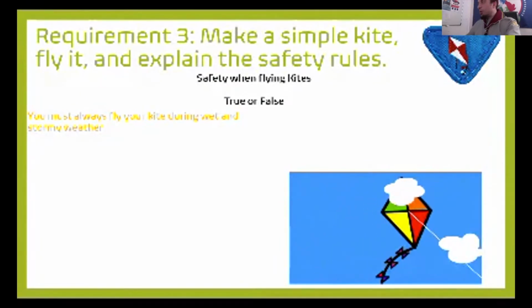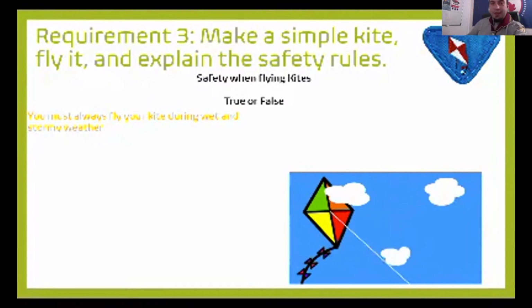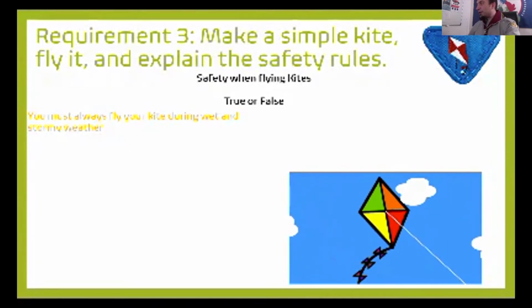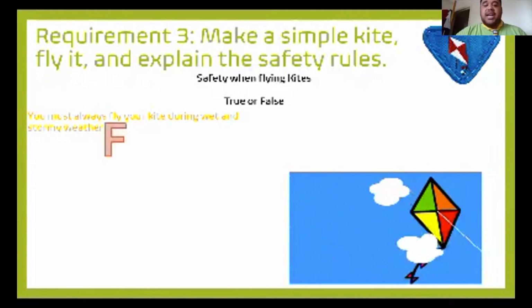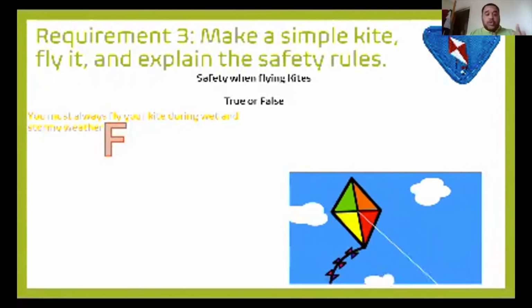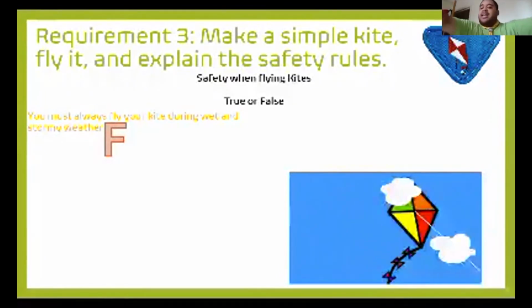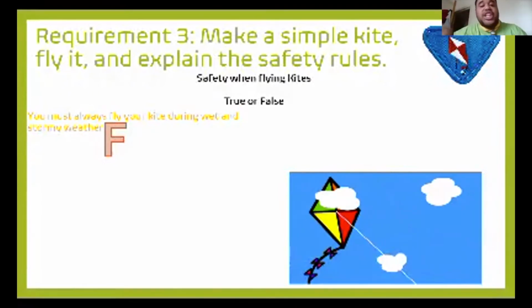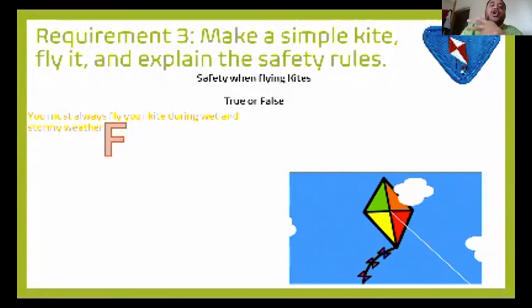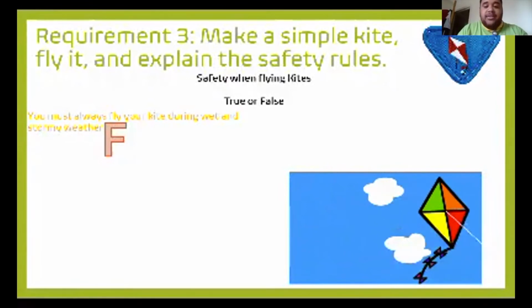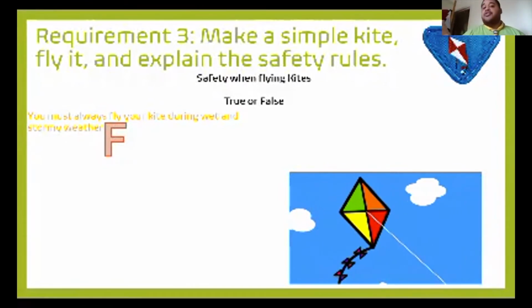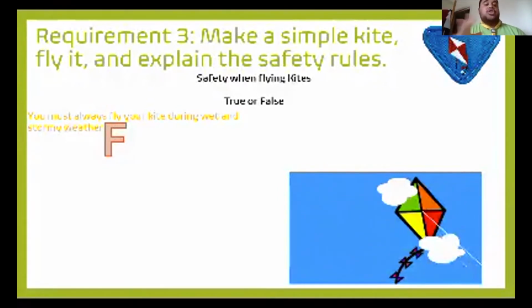So a Facebook audience is doing the same thing. So everybody is on the same page. Good, that's correct. The answer is false, because wet weather can create some static energy in your kite and sometimes could give us a little sting here and there. So it's not very safe to fly your kite during wet and stormy weather.